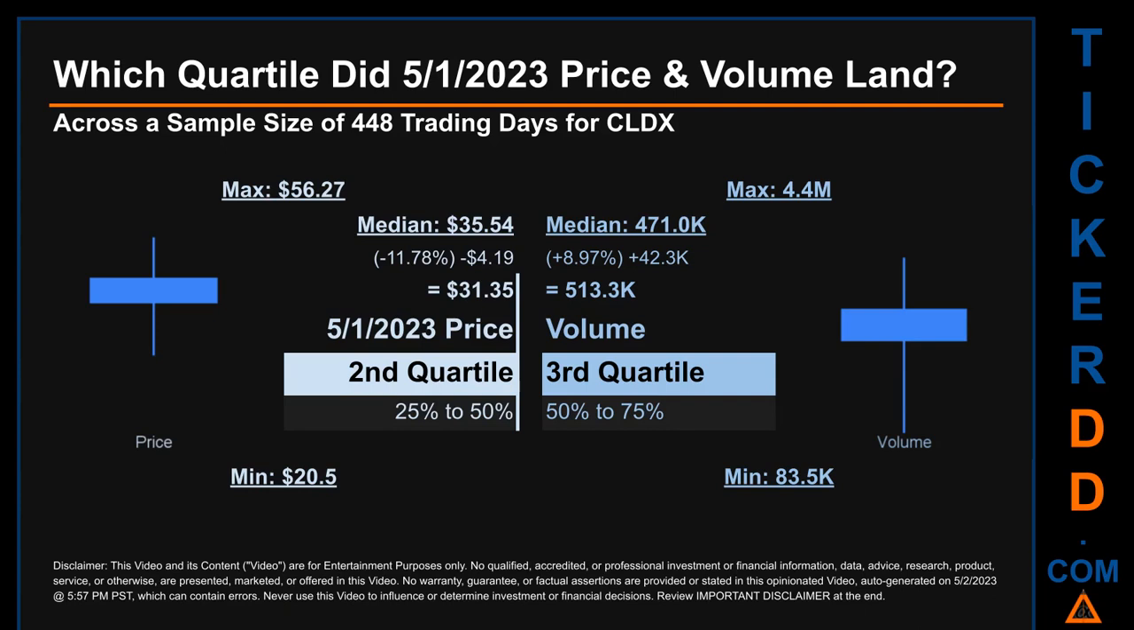Descriptively, CLDX has a median price of $35.54. Therefore, the 1st of May 2023 price was lower from that middle marker by 11.78%. The day's volume of 513.3 thousand was more than the median by 8.97%.